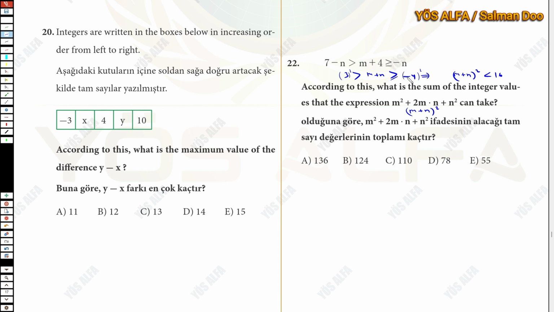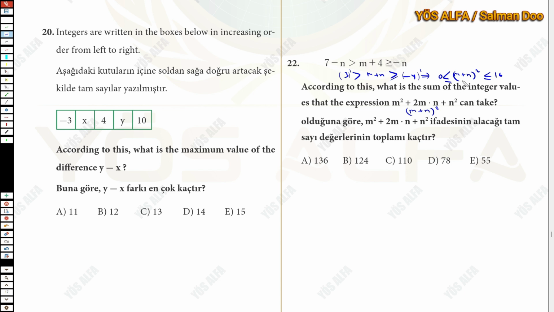And since we have the equal sign here, I'm going to add the equal over here too. And the minimum of this is 0, because m plus n the whole square means it's a positive number. It can never go down below 0. So it's between 0 and 16.